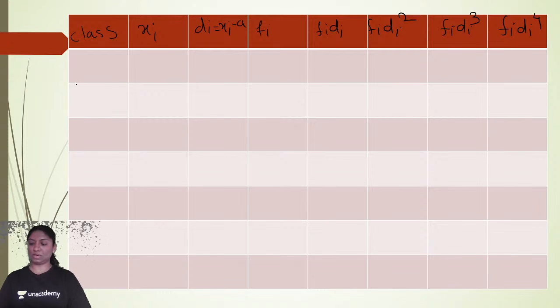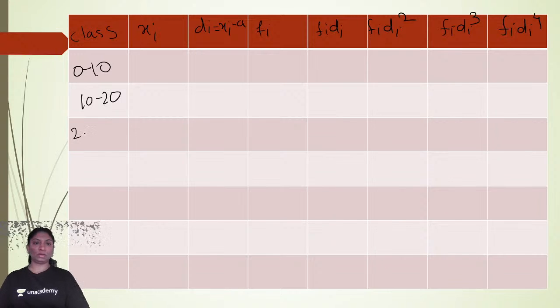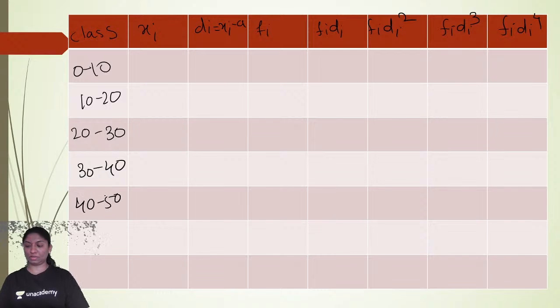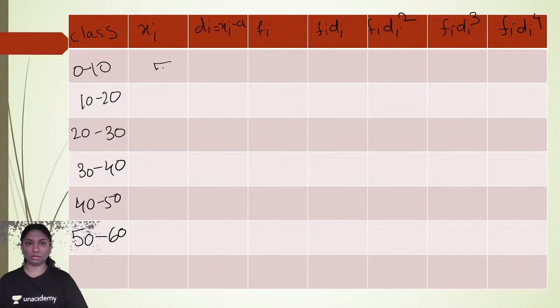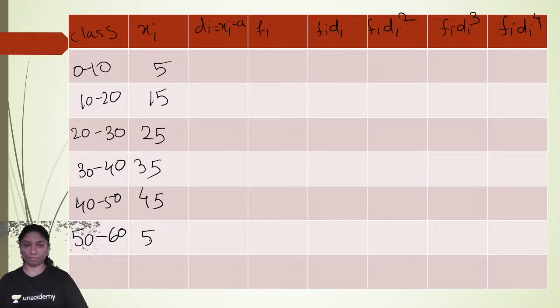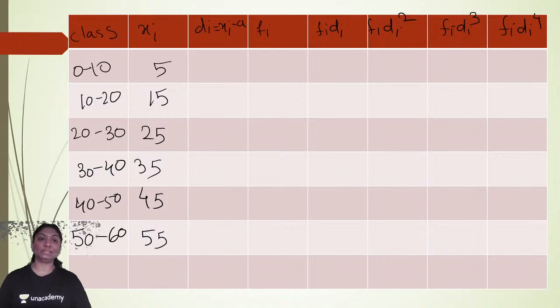Okay, तो क्लास दिया हुआ है 0 to 10, 10 to 20, continuous class distribution है, 20 to 30, 30 to 40, 40 to 50, then 50 to 60. xi is given 5, 15, 25, 35, 45, 55. Okay, now di is equal to xi minus a.